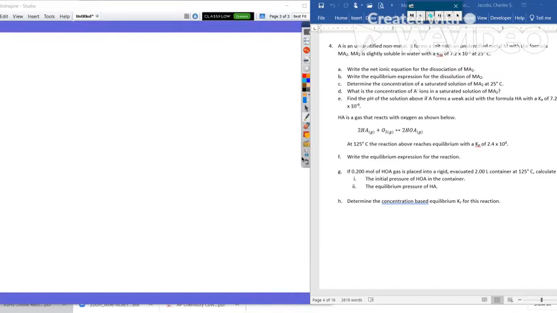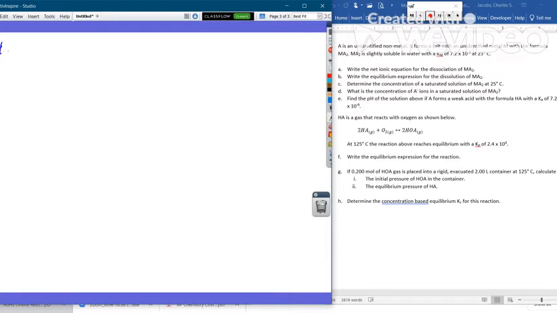It forms a salt with an unidentified metal M with the formula MA2, which is slightly soluble in water with a Ksp of 7.2 × 10^-9 at 25 Celsius. So letter A, write the net ionic equation for the dissociation of this salt. So this is for A.